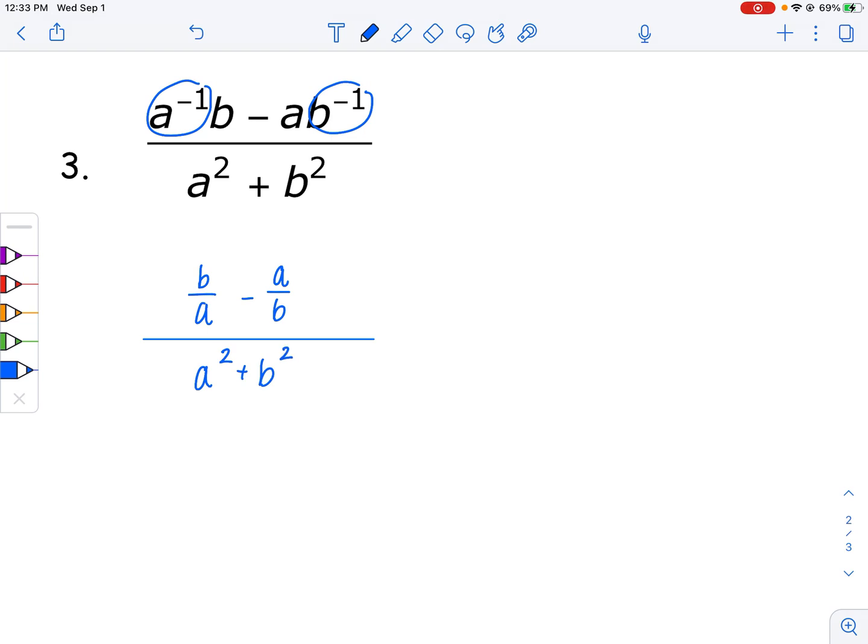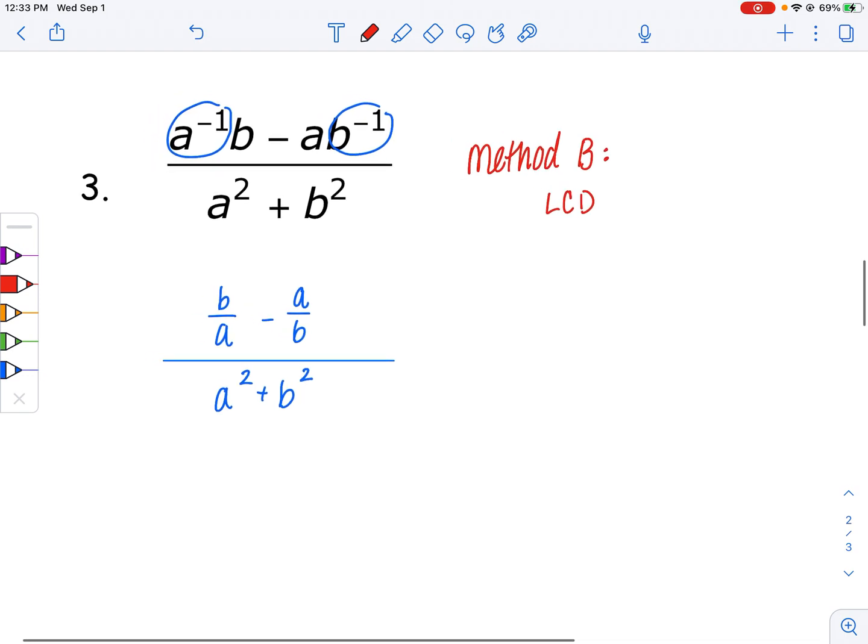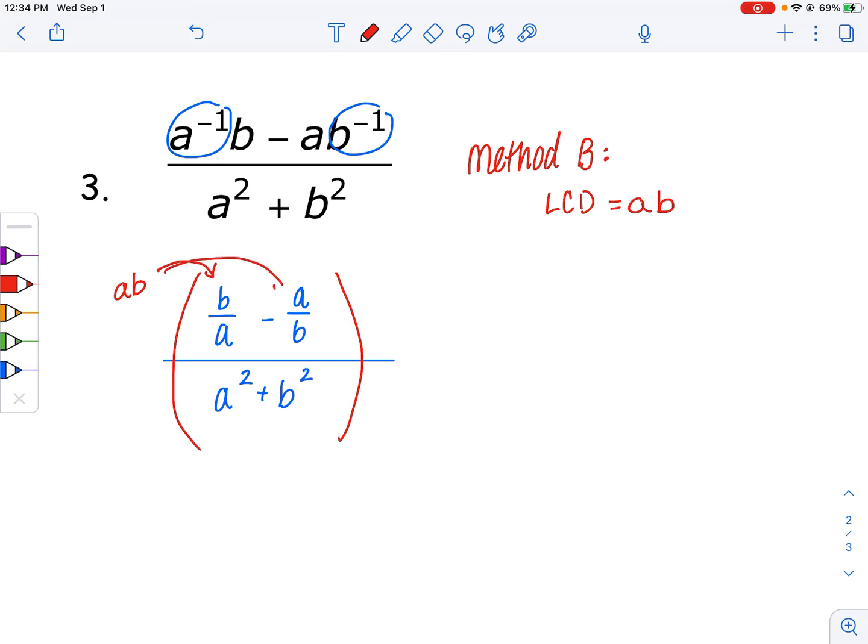Treating this like a method A or method B, it's up to you. Doing method B, because that's what majority of us liked in class, means we have to find the least common denominator with all of our little denominators. Well, that's going to be, I'm so sorry, that's going to be ab, because this denominator is a, this one's b, the least common denominator would be ab, which means I'm going to multiply every single term by ab. Every single term by ab.